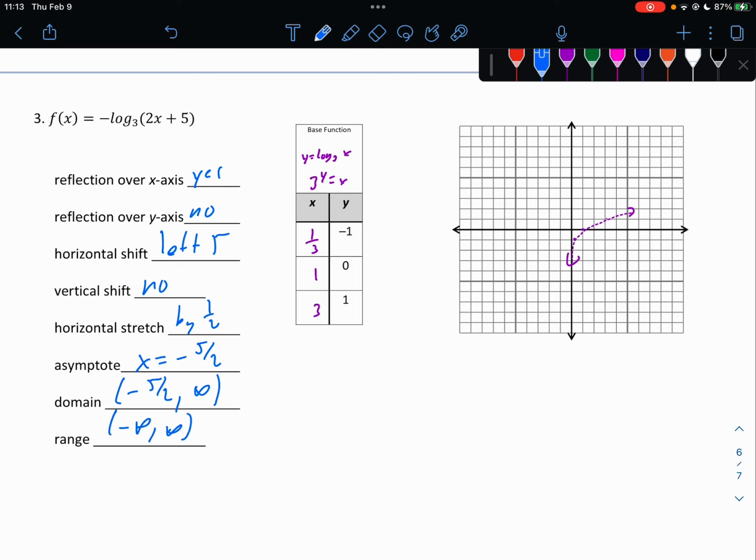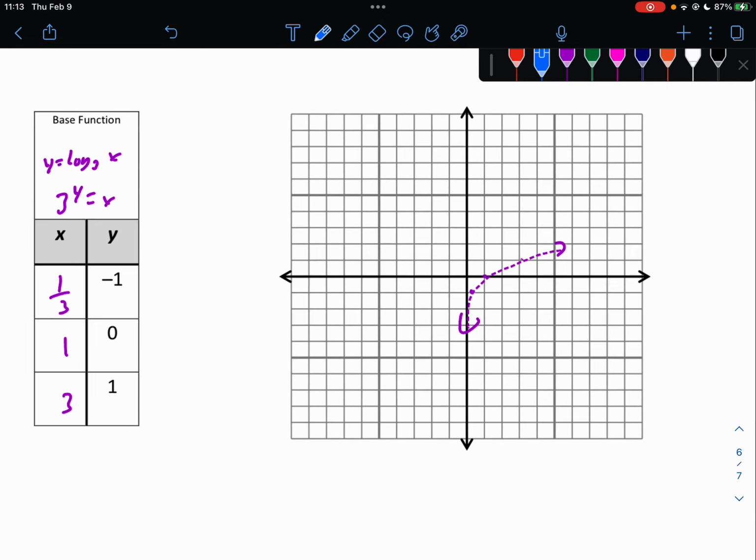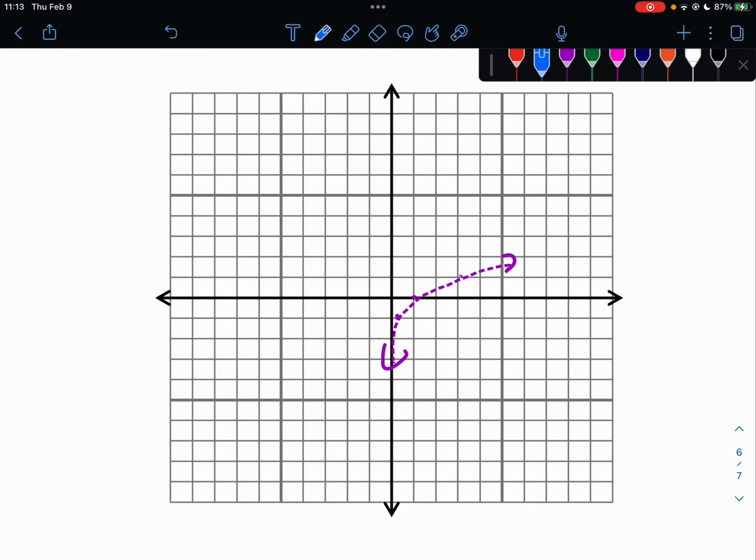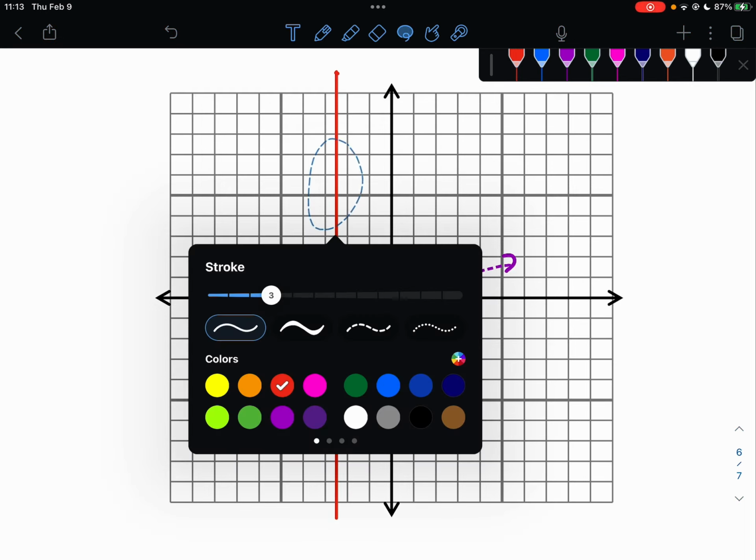All right, so the rule for this one, (x, y), is going to go to ((x minus 5) over 2, negative y). So first of all, you're going to plot the vertical asymptote for this one. It's going to help. This is a tougher graph here.